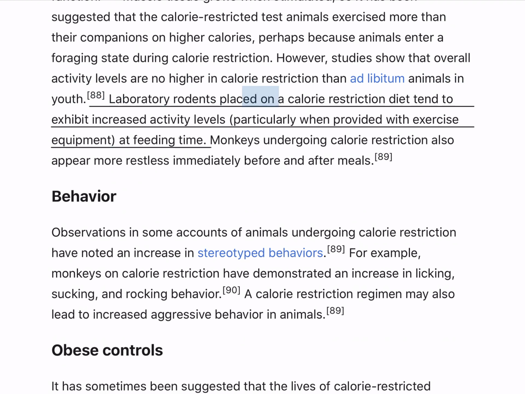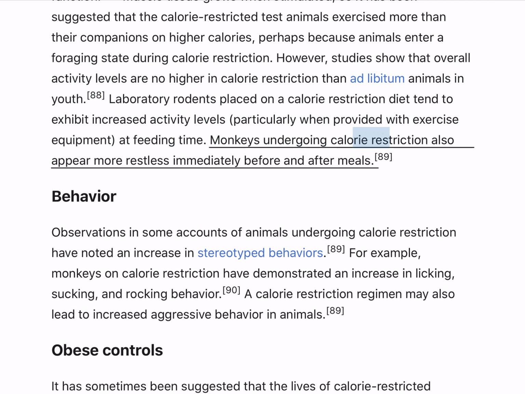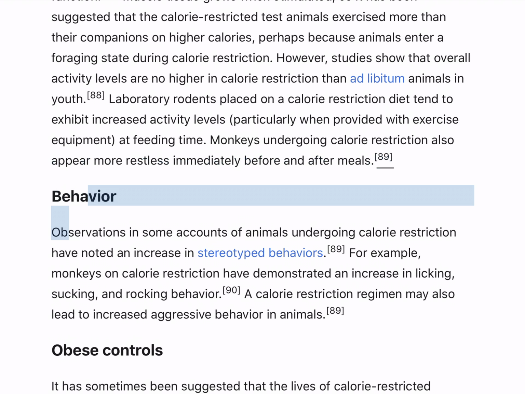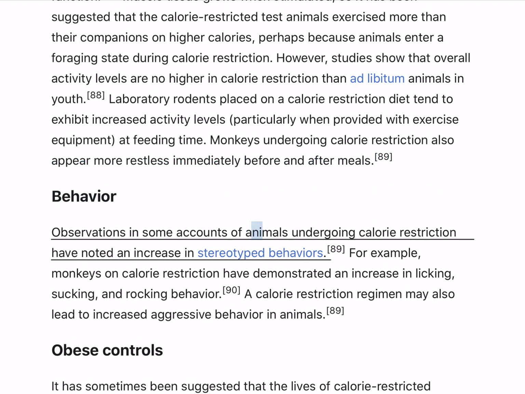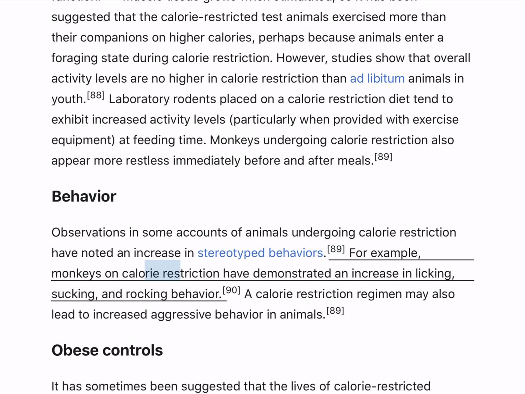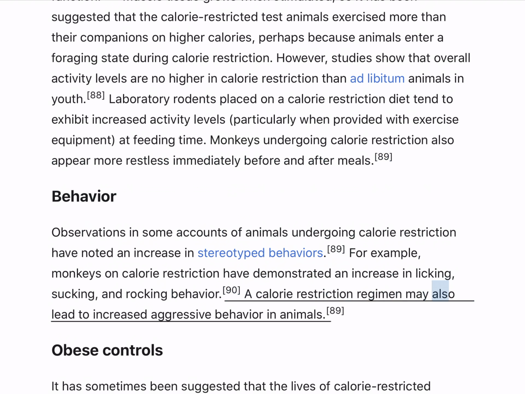Laboratory rodents placed on a calorie restriction diet tend to exhibit increased activity levels, particularly when provided with exercise equipment at feeding time. Monkeys undergoing calorie restriction also appear more restless immediately before and after meals. Behavior. Observations in some accounts of animals undergoing calorie restriction have noted an increase in stereotyped behaviors. For example, monkeys on calorie restriction have demonstrated an increase in licking, sucking, and rocking behavior. A calorie restriction regimen may also lead to increased aggressive behavior in animals.